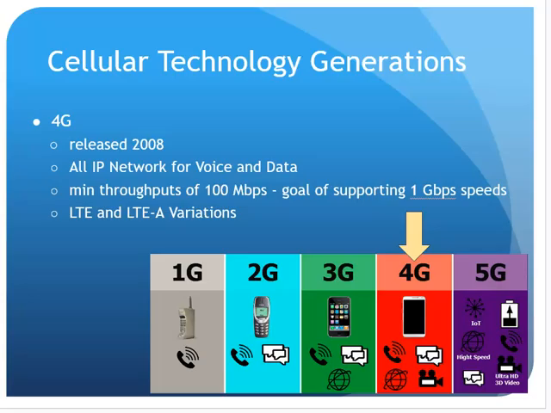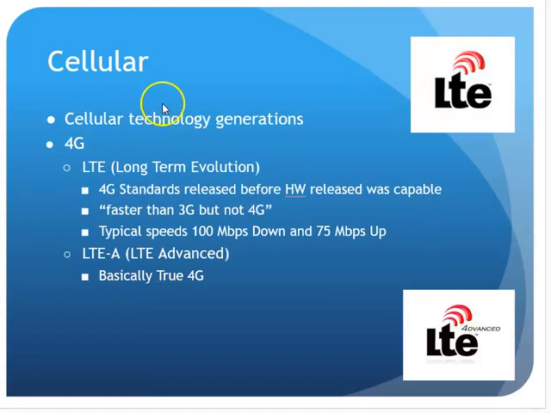4G, we're looking at late 2000s, before we get to 2010, 2008, if you will. All IP network for voice and data. The goal was to try to get to gig speeds, but you have the LTE and LTE-A variations. 4G LTE, long-term evolution, was faster than 3G, but not quite 4G. And your LTE-A was basically your true 4G.